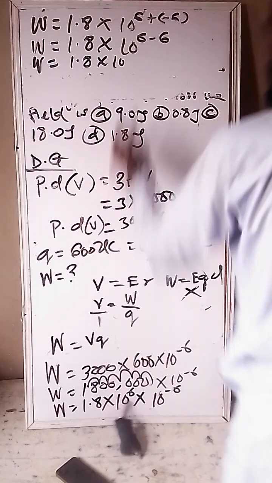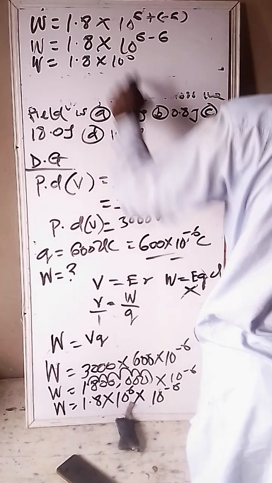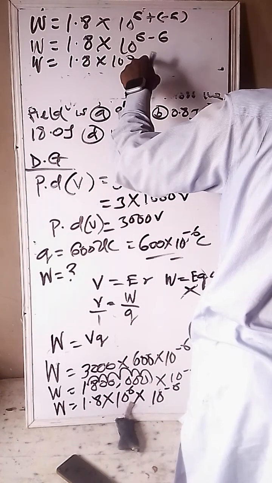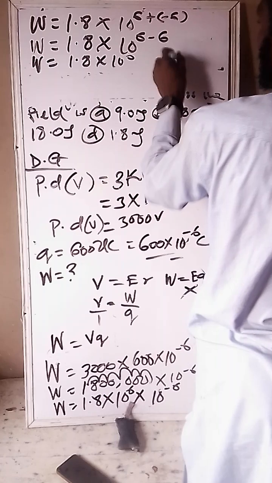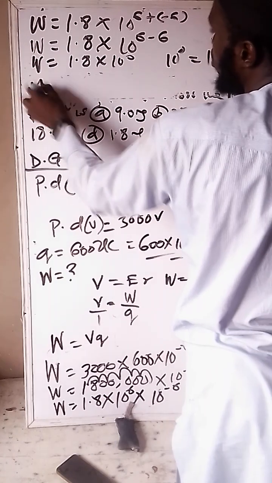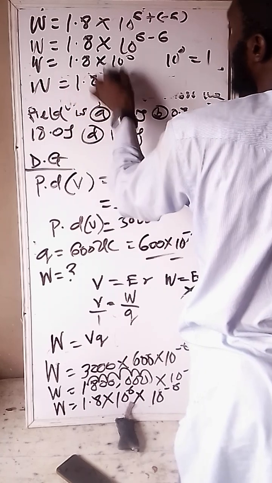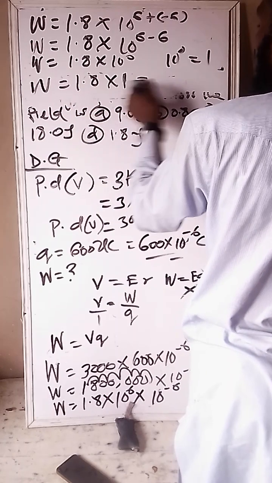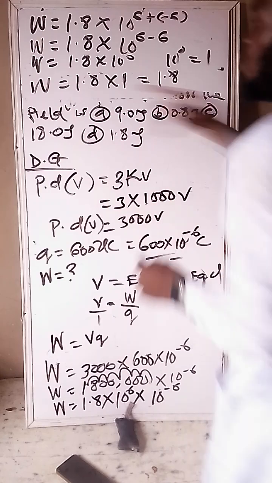1.6 times 10 raised to power what? 0. And note, the law of indices says anything raised to power 0 is what? 1. 10 raised to power 0 is 1. Wherever I'm saying 10 raised to power 0, I put in 1. W will now be 1.8 times 10 raised to 0, which is 1.8 times 1, which gives us 1.8. But what will be the SI unit?